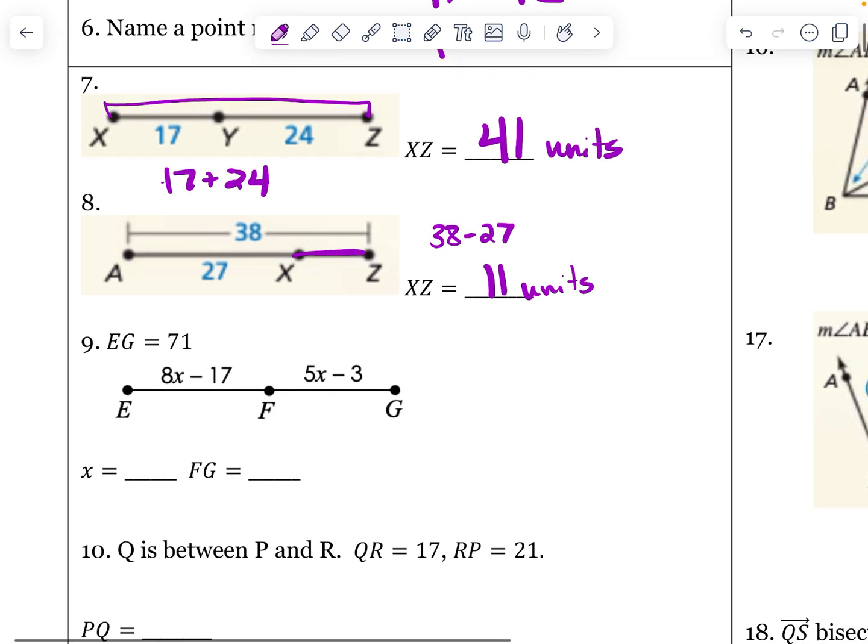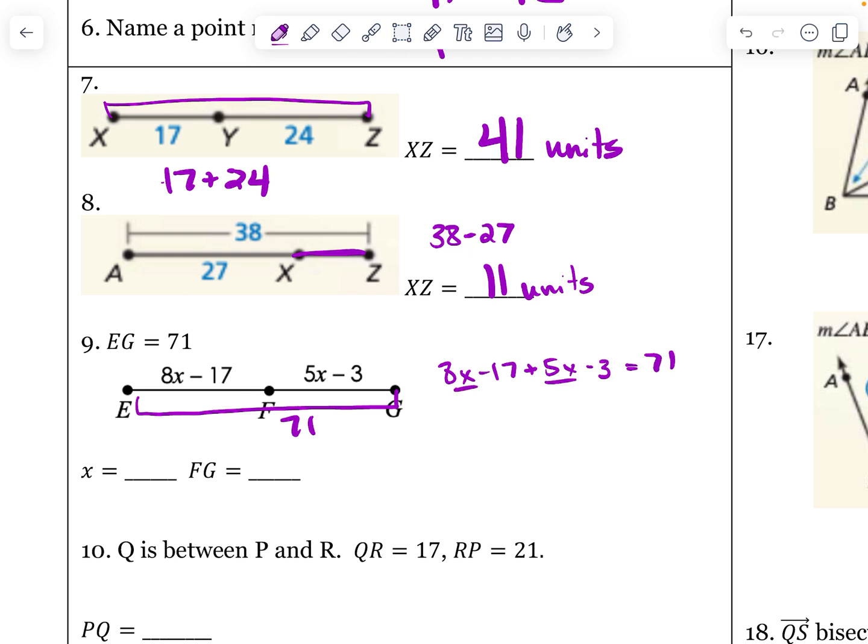All right, EG is 71. This whole thing is 71. I got to find X and I got to find FG. So I'm going to have to plug it back in once I find it. If I add those 2 up, it's going to equal 71. 8x minus 17 plus 5x minus 3 equals 71. Like terms, 13x minus 20 equals 71. Plus 20 to both sides, 13x equals 91. And 91 divided by 13 is 7. X equals 7.